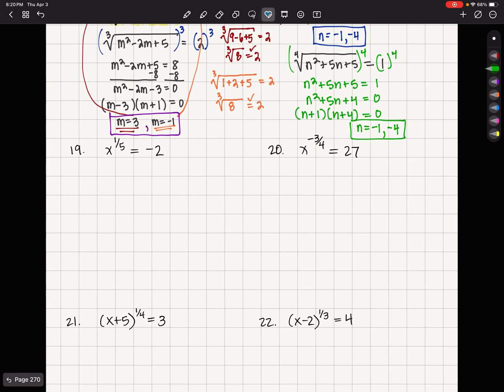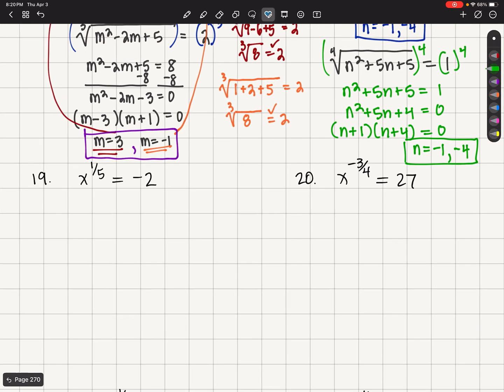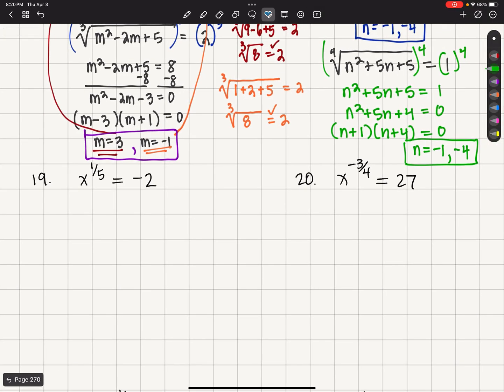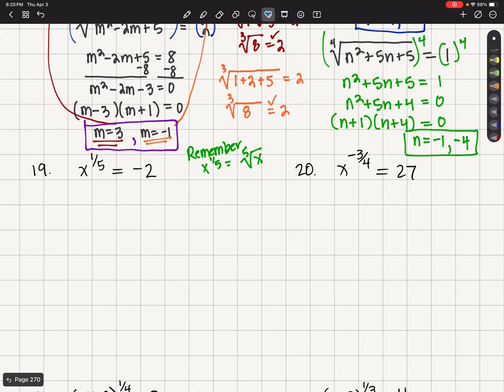Now, number 19 through 22 doesn't look like they are radical equations, but they absolutely are. Because remember, x to the 1/5 power is the same thing as the 5th root of x. So these are technically radical problems. And I'm going to rewrite it as the radical that it is. So I'm going to have the 5th root of x is equal to -2.